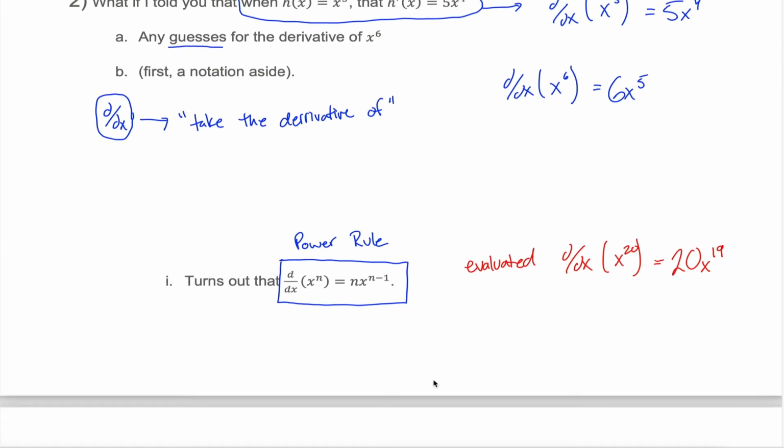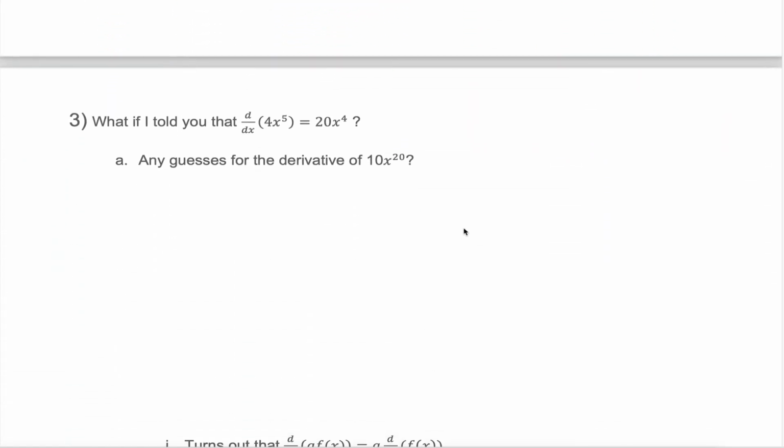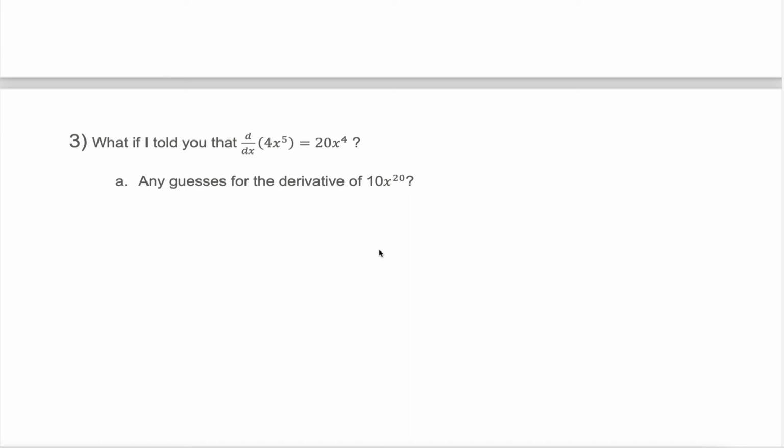The second rule I want to show you deals with coefficients, and it works really nice in conjunction with the power rule. What if I asked you to figure out the derivative of 4x to the 5th power? You're like, well, I know the derivative of x to the 5th power, right? I can use the power rule. But what about the 4? What do coefficients do in terms of the derivative? Well, let's see if we can figure it out just based on an example that I'm telling you.